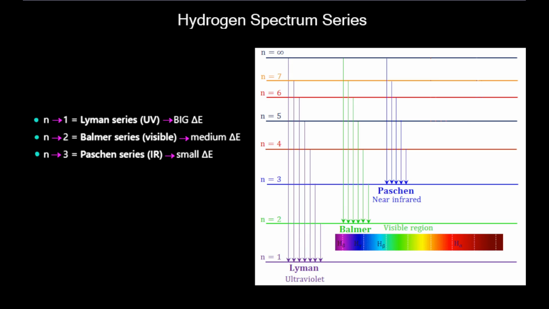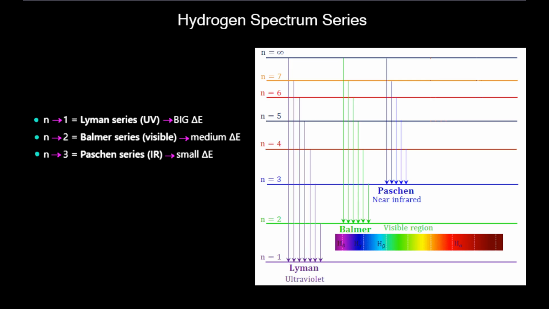If the electron falls all the way down to the first energy level, or n equals 1, the photons produced have very high energy. As we saw in the previous slide, the difference in energy between n equals 1 and n equals 2 is the highest. The drop from any higher energy level down to n equals 1 belongs to the Lyman series, which appears in the ultraviolet region. It releases the most energy, and this is the reason why it appears in the UV region.